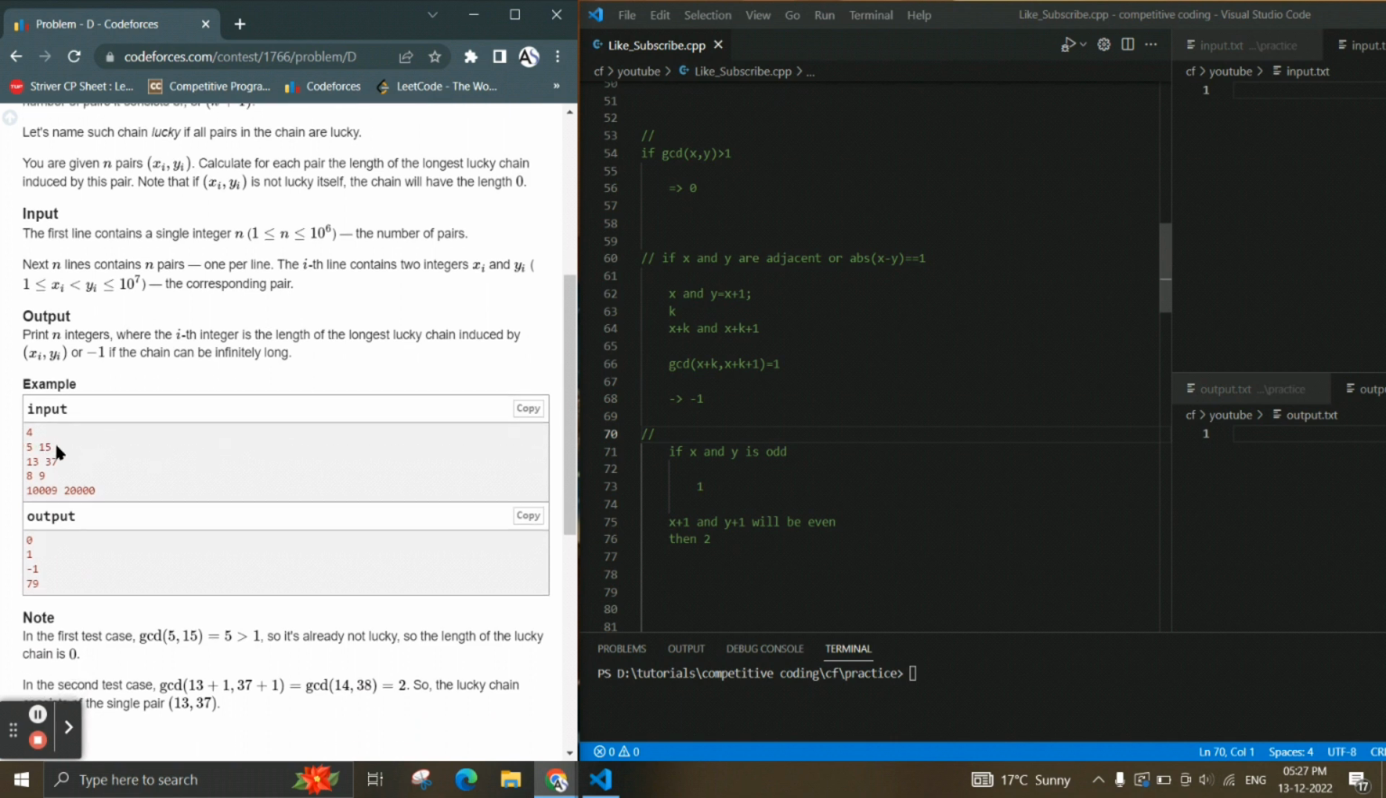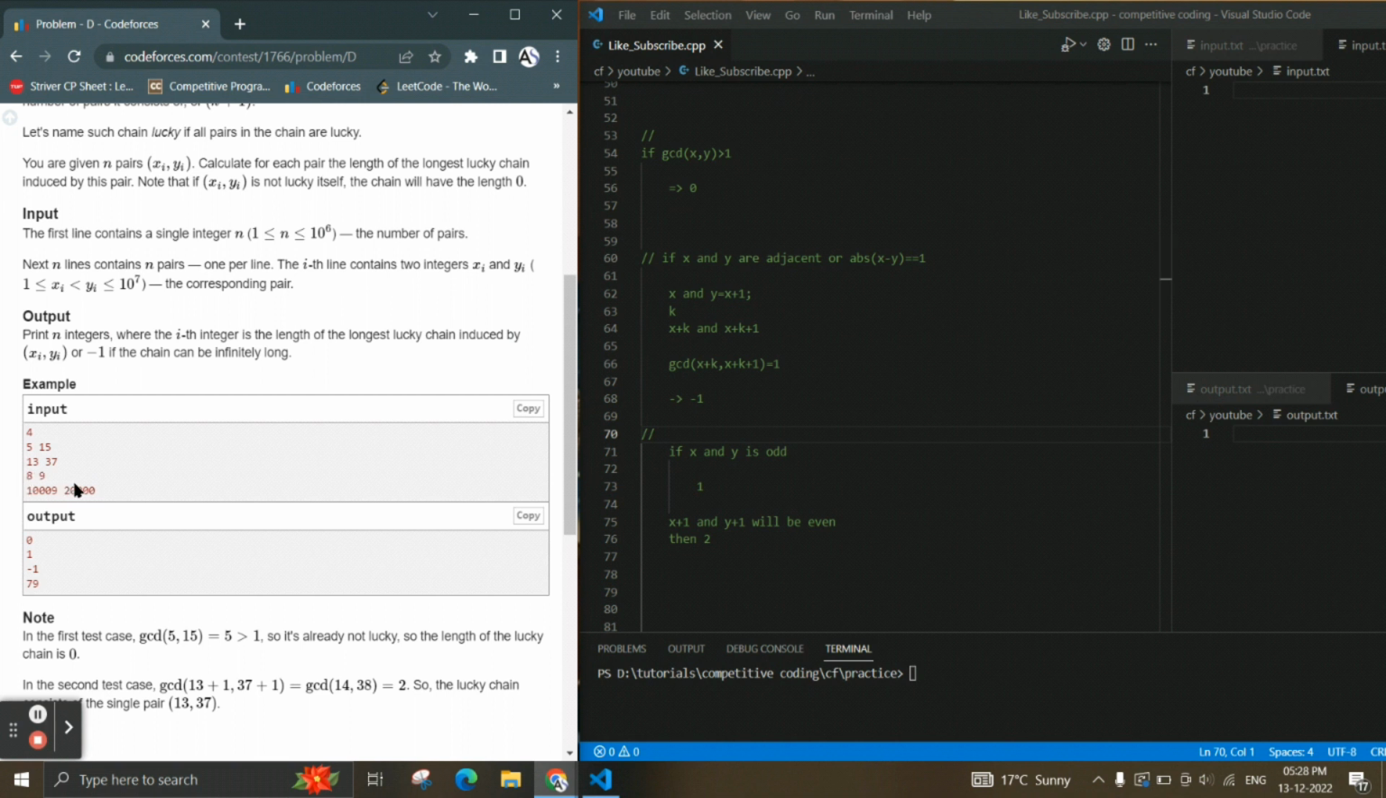So the first test case, 5 and 15. The GCD of 5 and 15 is not 1, so the pair itself is not lucky. So you have to print 0 in this case. The next test case is 13 and 37. Both the numbers are odd, so the answer will always be 1, because by adding 1 to x and y, both the numbers will be even. And then 2 will be a factor of x plus 1 and y plus 1, so GCD will not be equal to 1. So there is only one pair of x and y which is lucky, so you have to print 1 in this case.